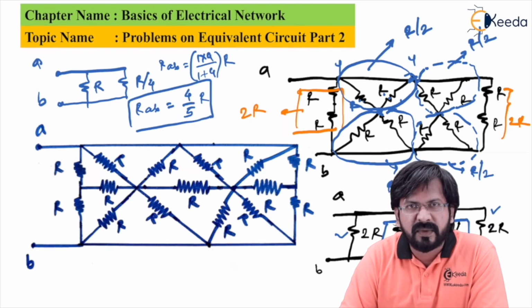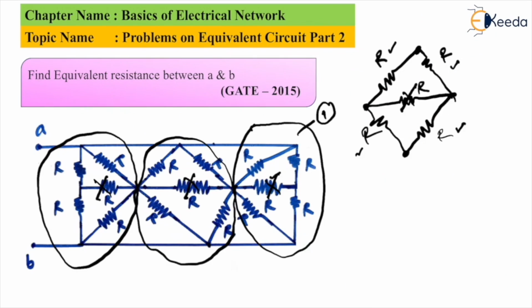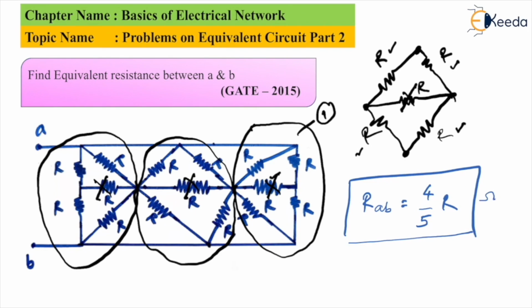So the equivalent resistance between points A and B is 4 by 5 times R. So the equivalent resistance between A and B for this problem, that is RAB, is simply equal to 4 by 5 times R. Unit is ohms. I'm sure you understood this problem. With this problem, now we'll go to the next problem.